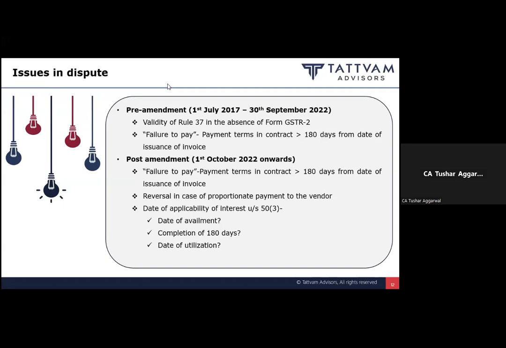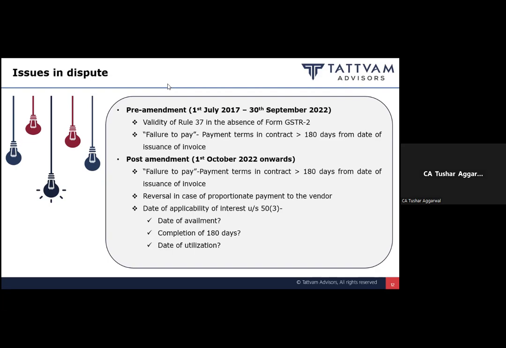So we are having again mixed views. Somebody is saying from the date of utilization, somebody is saying from June, but most of the people are more into from the date of utilization, that is March 2023. See, we see Section 50 also. Section 50 simply says, as soon as you have availed the ITC and utilized it, your interest will start. So most of the people are saying utilization, right? Utilization is one of the probable answers and a safe answer.